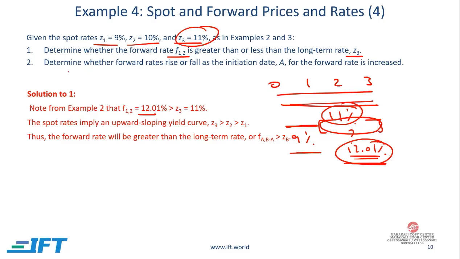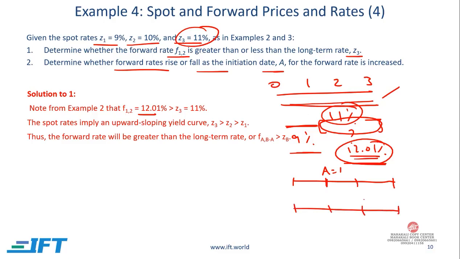Then the next question is, determine whether forward rates rise or fall as the initiation date A for the forward rate is increased. So what this means is that over here in the first scenario, the initiation for the forward rate is A equals 1. But what if we make A equals 2? So we say that the forward rate starts here. So if we look at this forward rate, the question is whether the forward rate will rise or fall when we come here. And the answer is that the forward rate will go up.